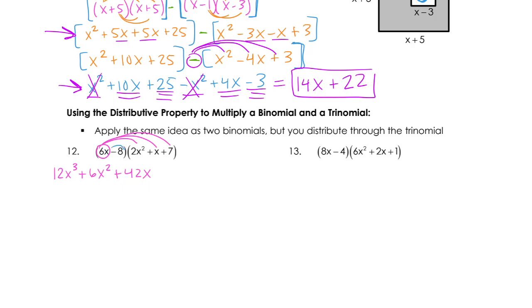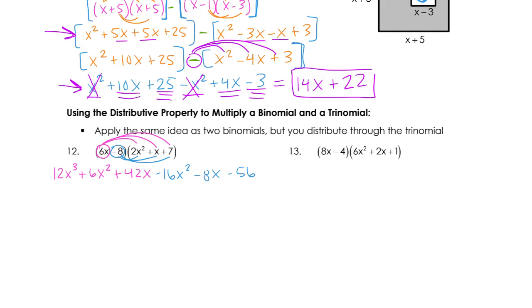then we're going to take minus 8 here and distribute that through the trinomial all the way. So starting with 2x squared, I have negative 16x squared, or minus 16x squared. Negative 8 times x would give me a minus 8x here, and then negative 8 times 7 would give me a minus 56.